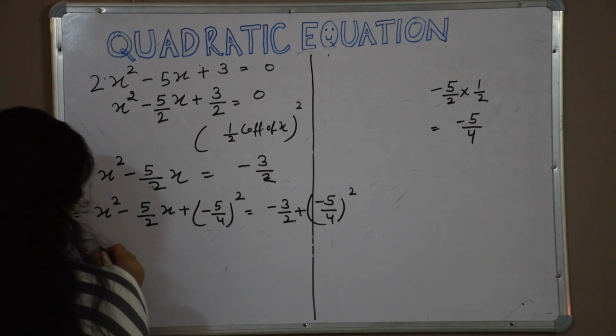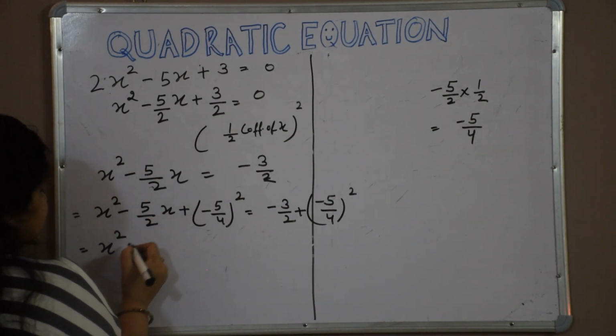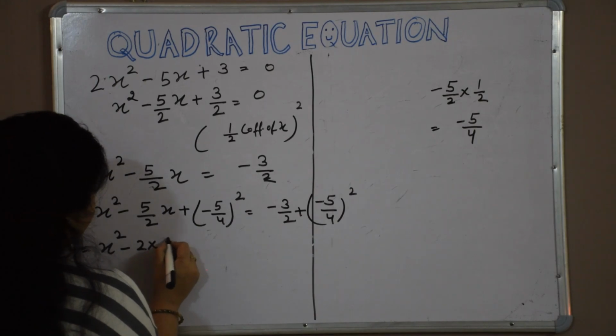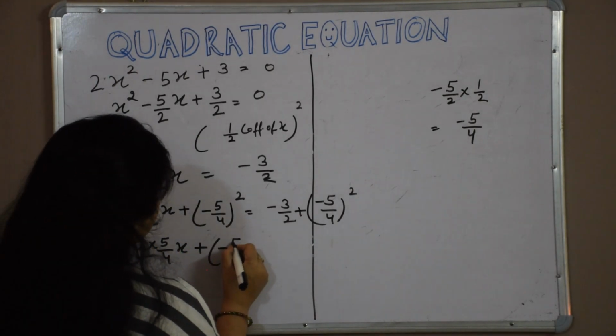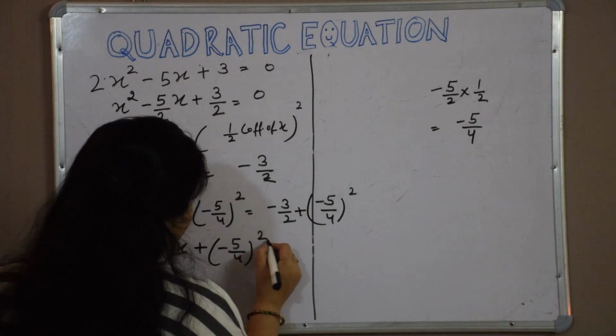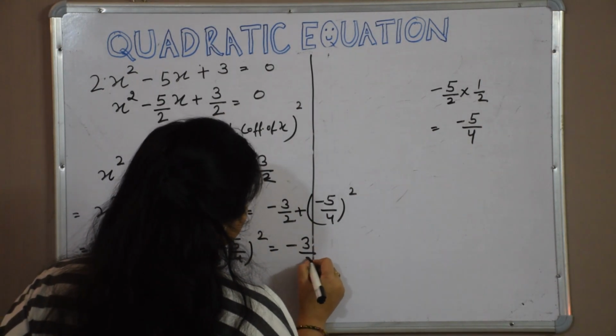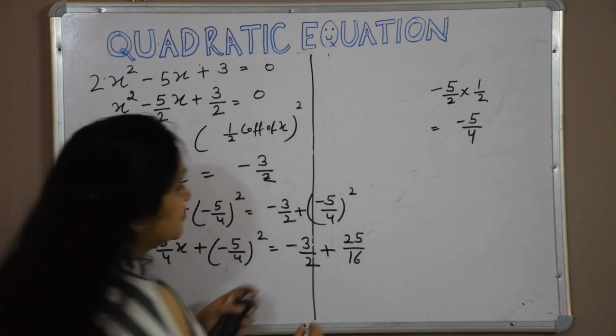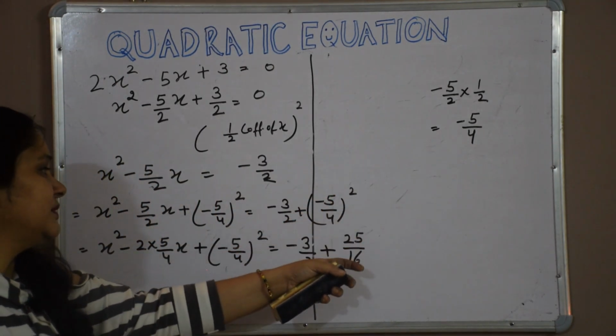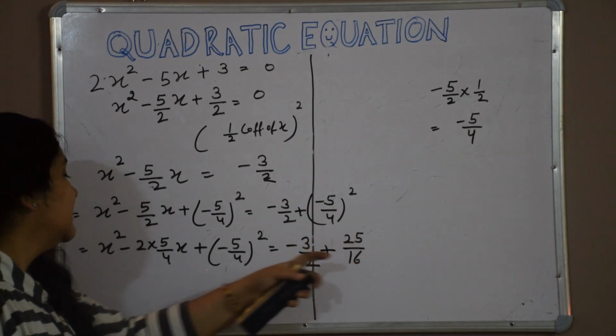Now, minus 5 by 2 x, can we write it as 2 into 5 by 4 x, plus (minus 5 by 4) whole square, equals minus 3 by 2 plus (25 by 16)? Minus 5 by 4 whole square is equal to 25 by 16.